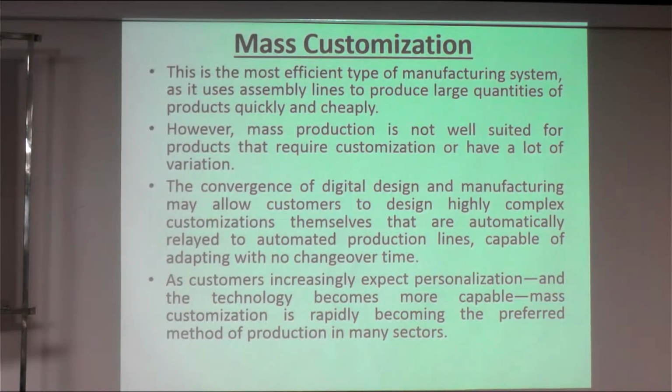Then mass customization. This is the most efficient type of manufacturing system as it uses an assembly line to produce large quantities of products quickly and cheaply.